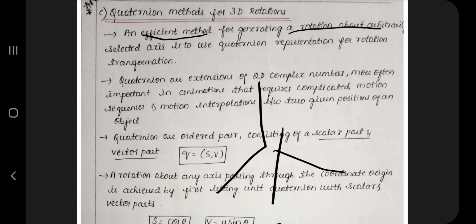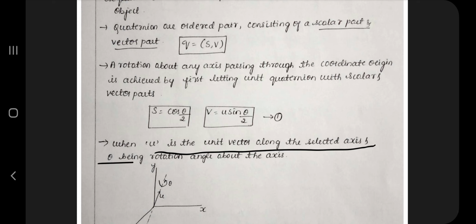The quaternion method of rotation is an efficient method. First you have to write that it's an efficient method for generating a rotation about an arbitrarily selected axis. So whichever axis it is, even if it is not through the origin, we can directly rotate about it, instead of transforming it to the origin, rotating, and then applying the inverse translation. To avoid that, it is an efficient method. For that we use two things, the scalar part and the vector part of the quaternion, s and v. S is scalar, v is vector. For the scalar it is cos theta by 2, and for the vector it is u sin theta by 2, where u is the unit vector along the selected axis and theta is the angle of rotation. By using these two values and some matrix values, you can perform the rotation.